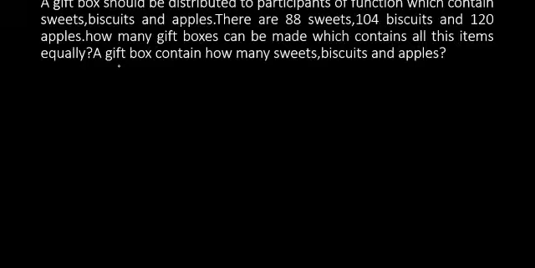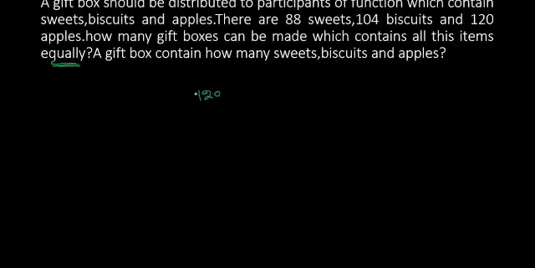Say for example, if one gift box contains 2 sweets and 3 biscuits, another gift box should also contain the same 2 sweets and 3 biscuits. If you form like that, how many gift boxes can be formed? The key is how many gift boxes equally. If it is equally, again you have to go for the concept of HCF. Now we have 3 numbers here: 88, 104 and 120. So what is the biggest number here?